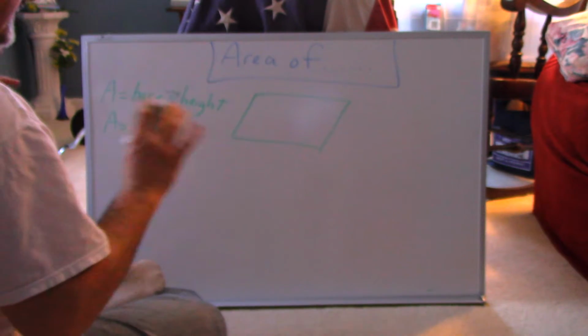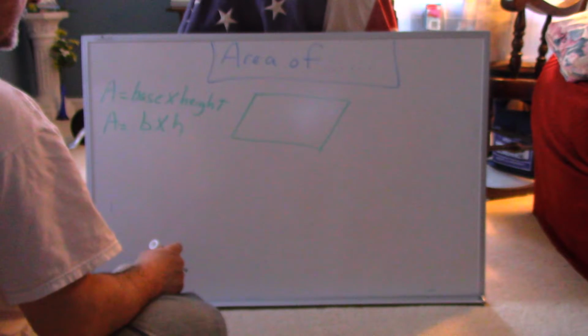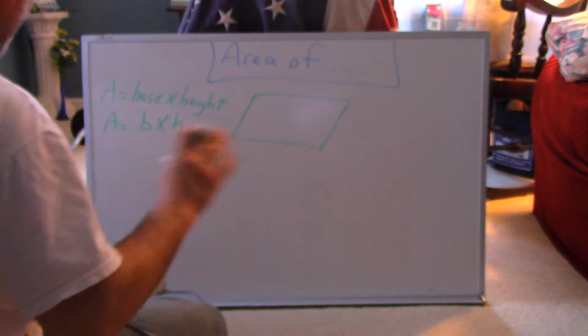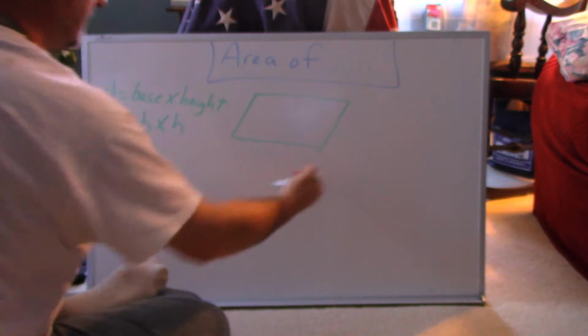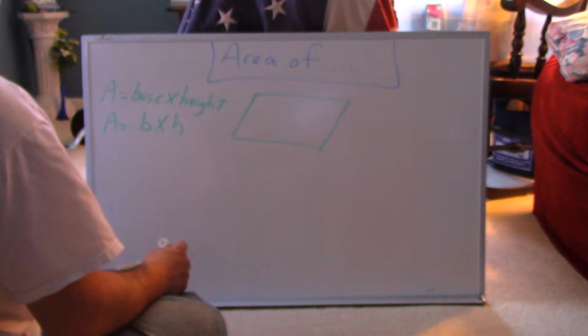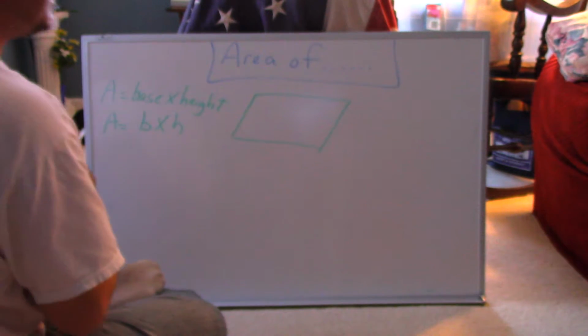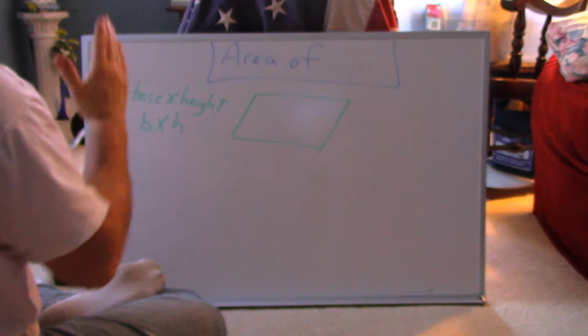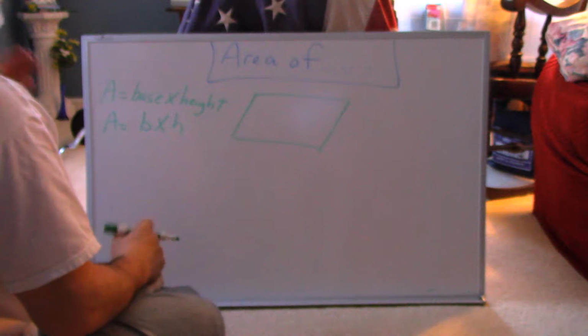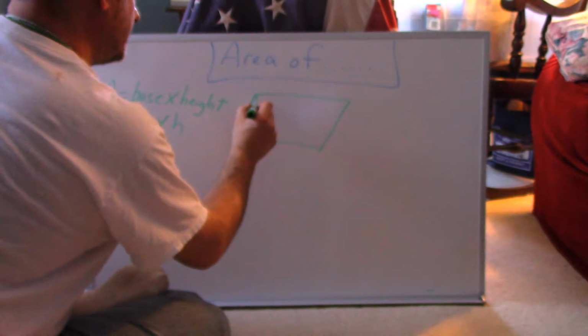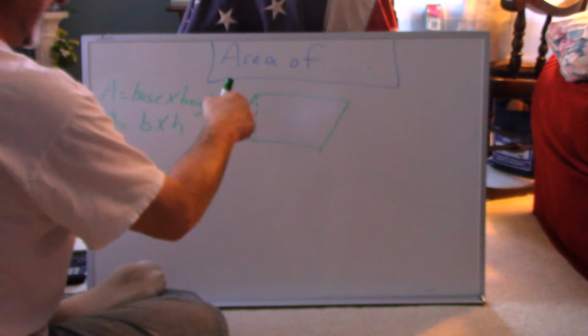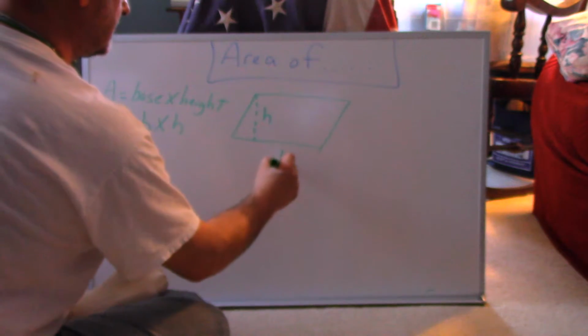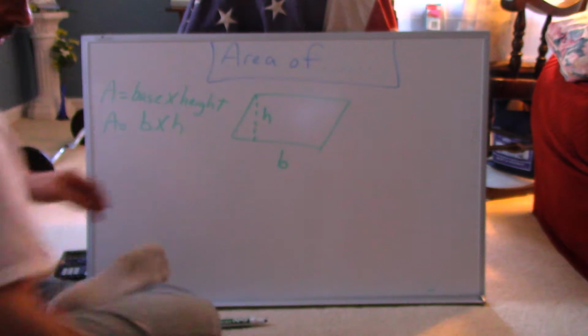Now, this is where students get confused. What is the height? And all of them think that it's the slanted side. No, that is not the height. How could it be the height? Because it's slanted. It has to be straight up. It has to be completely vertical in order for you to call it the height. So, in reality, this is the height and this is the base. You understand?